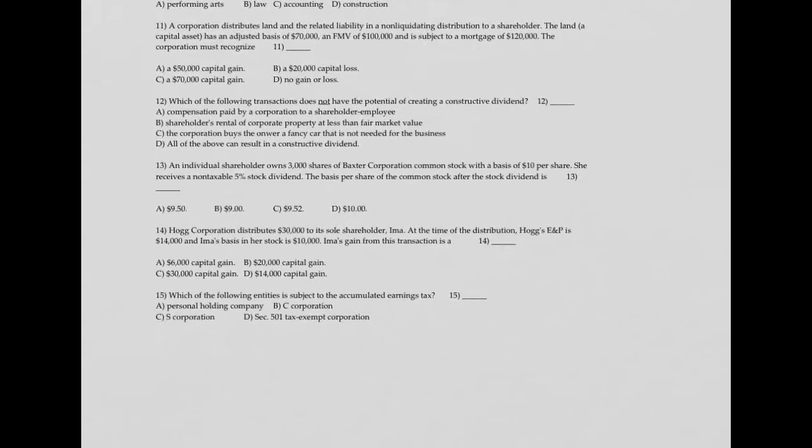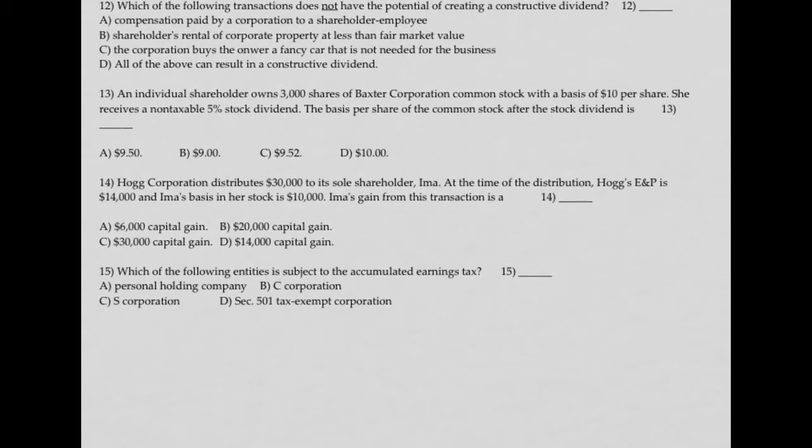Okay, part two of the exam today. Let's see what we got. Question 14: Hall Corporation distributes $30,000 to its sole shareholder, EMA.